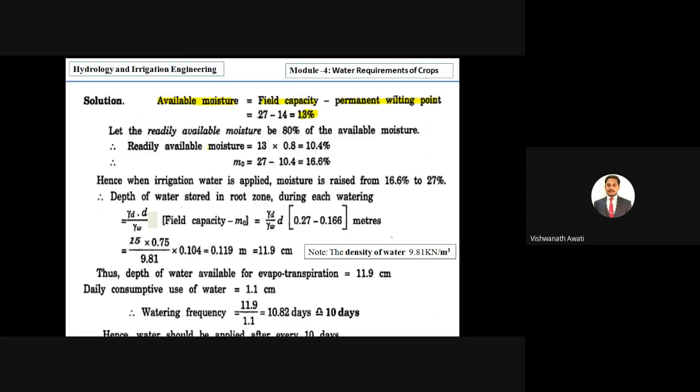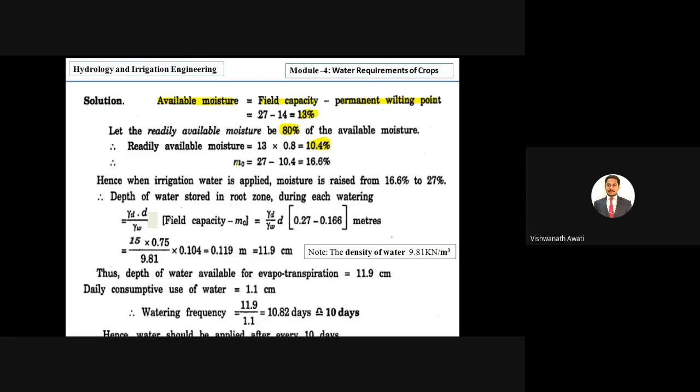So readily available moisture is equal to 13% into 0.8. Why? Because only 80% is readily available, right? So out of 13 only 80% is available. That's what is taken, and it comes to 10.4%, correct? Okay.